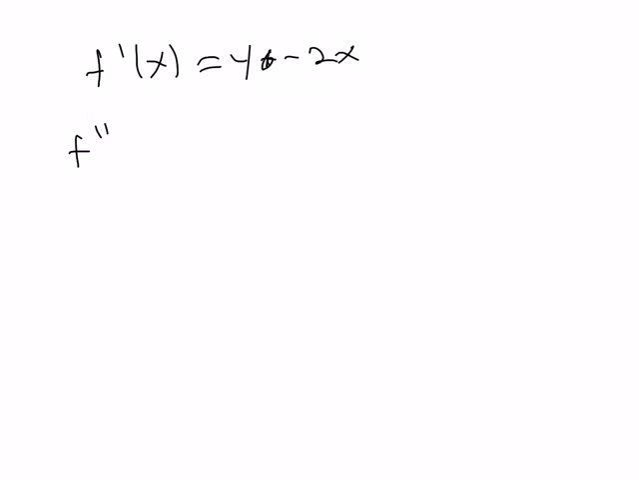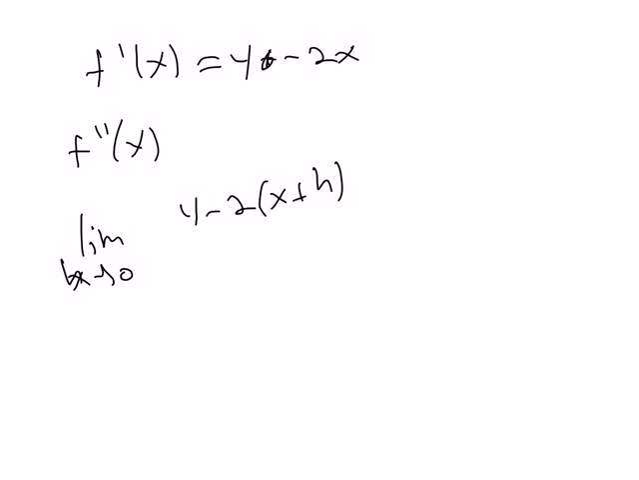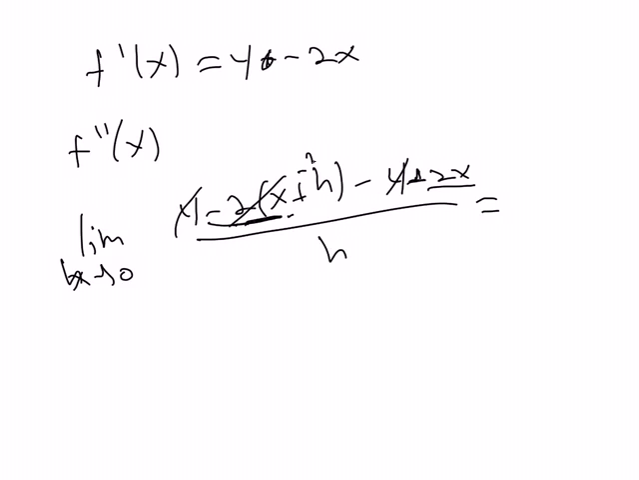So let's look at f double prime of x. Again, we're going to do the same thing. The limit as h goes to 0 of 4 minus 2 times x plus h, minus 4 minus 2x, over h. These 4's cancel, and then the negative 2x and 2x cancel, and this just becomes negative 2h. So this becomes just negative 2h over h. The h's cancel, it becomes negative 2. So that's what f double prime of x is.